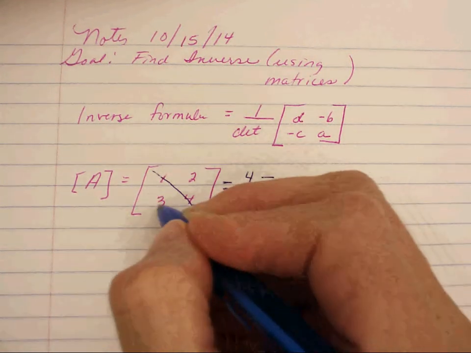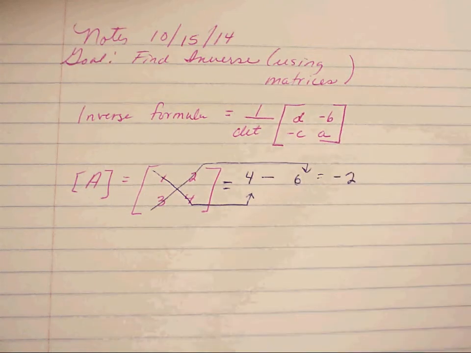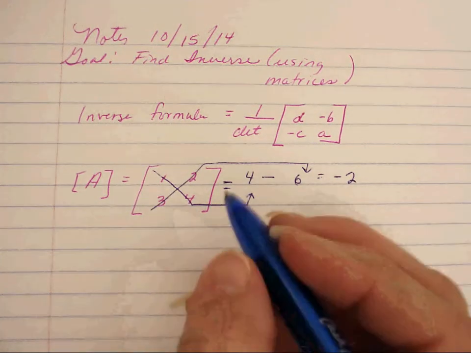Good. What do I do next? Good. Perfect. So my determinant is negative 2.